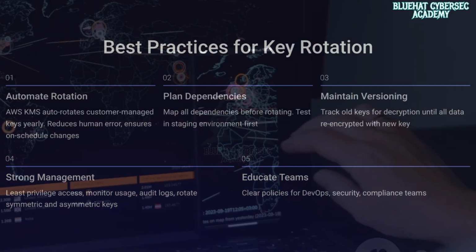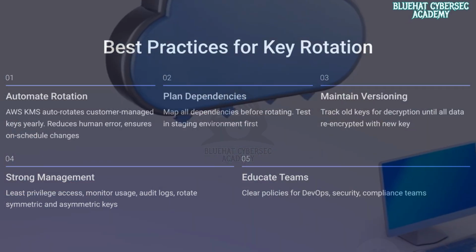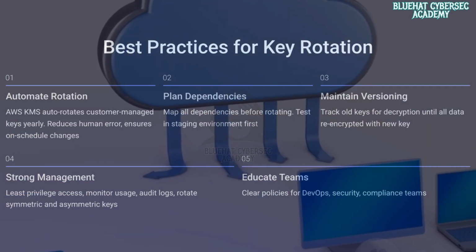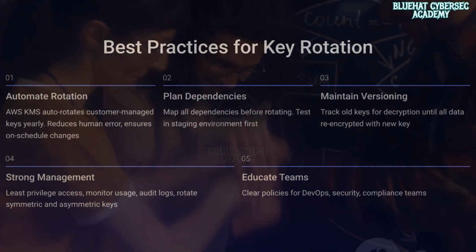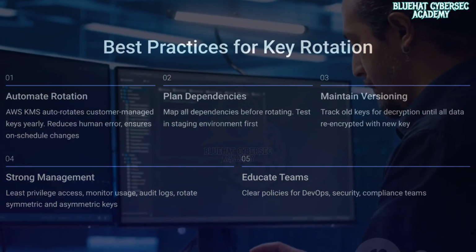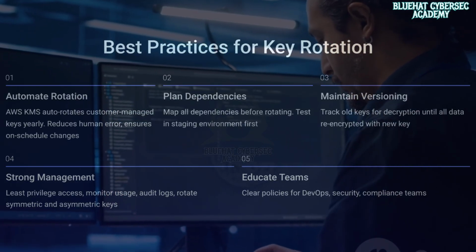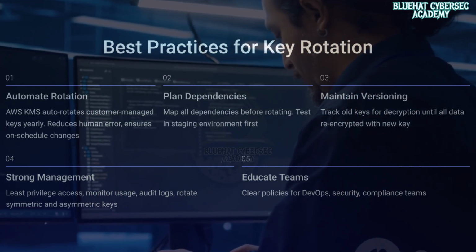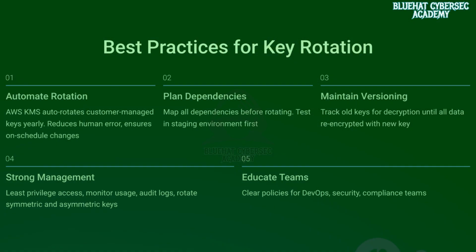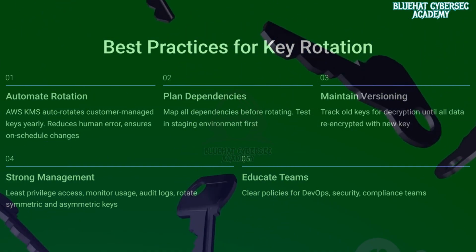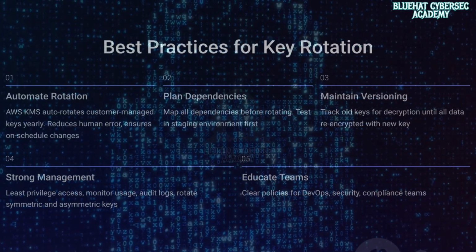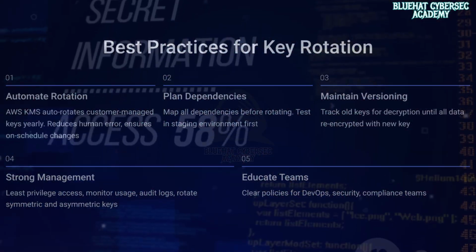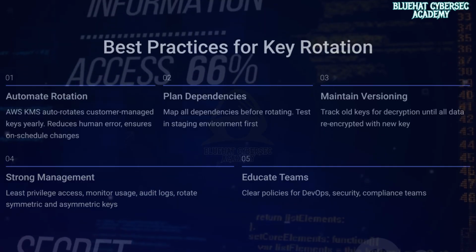It's also crucial to plan for key dependencies. Encrypted data is often tied to multiple applications or services. Before rotating a key, map all dependencies to avoid service disruptions. Many KMS solutions handle seamless key replacement in live environments, but it's always wise to test in a staging environment first. Another best practice is maintaining key versioning. Keep track of old keys for decryption purposes until all data has been re-encrypted with the new key. Versioning ensures you never lose access to historical data.